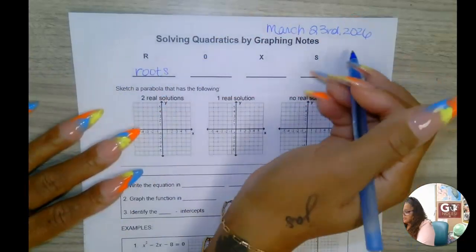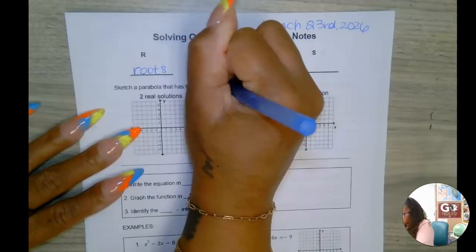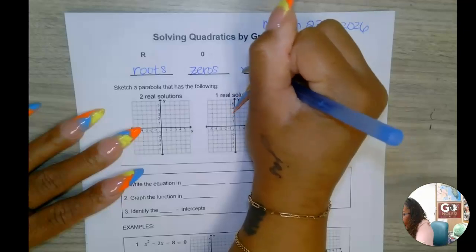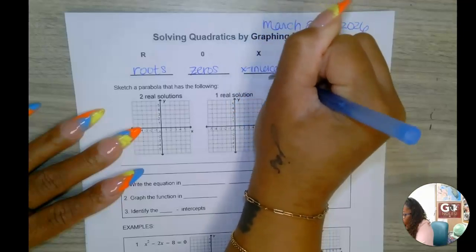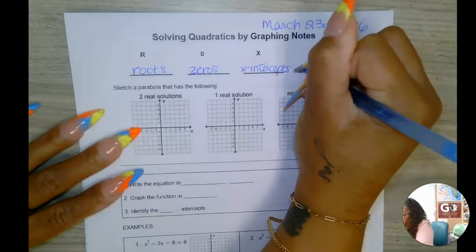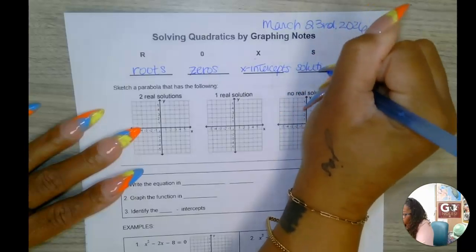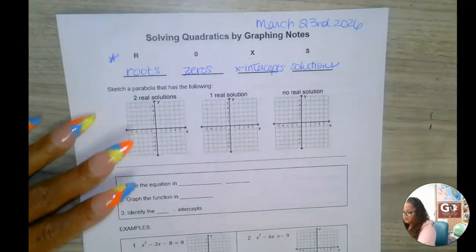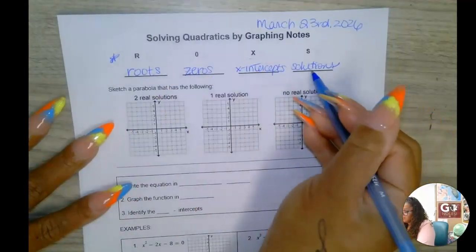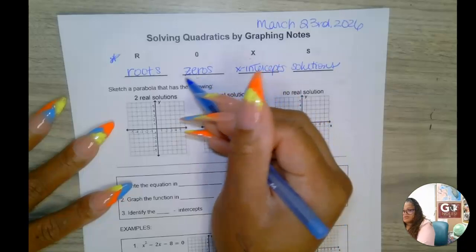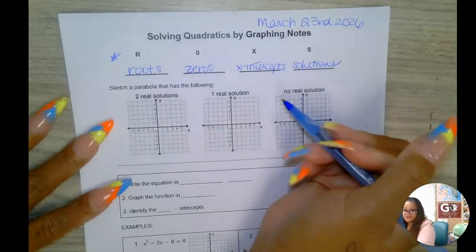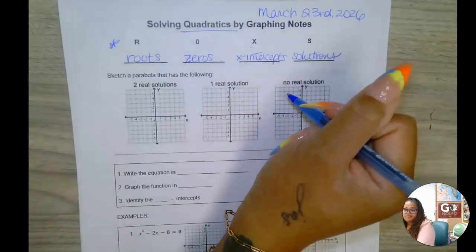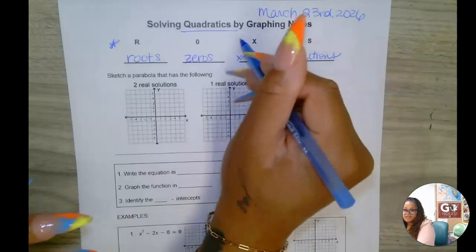So ROCKS is roots, zeros, x-intercepts, and solutions. So that's what we need to keep in mind when it says solve or find the solution, or what is the zero, or what is the root, or what is the x-intercept to this quadratic, and even linear. It will say that for linear as well. Linear is a straight line, but this is the quadratic.